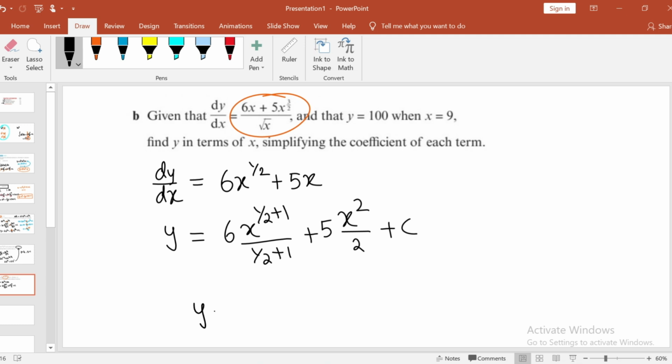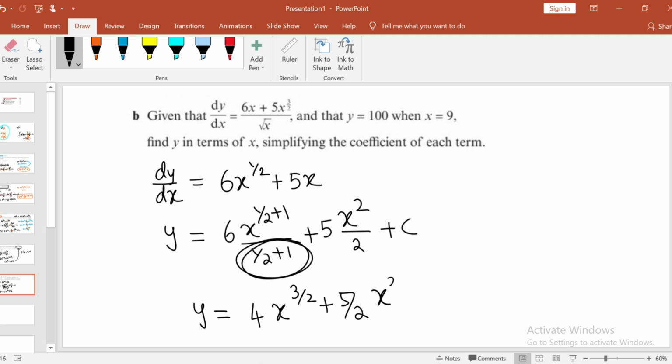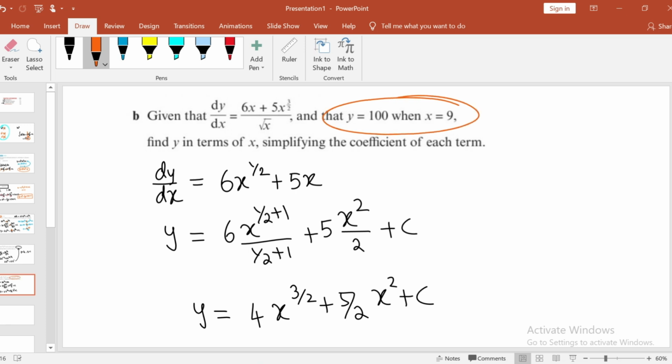So y is equal to, if you simplify this, you will get 3 over 2. So 6 divided by 3 over 2. Put it in your calculator, you will get 12 over 3, which is 4, x power 3 over 2, plus 5 by 2 x squared plus c. Okay, do you understand this step? Yes, sir.